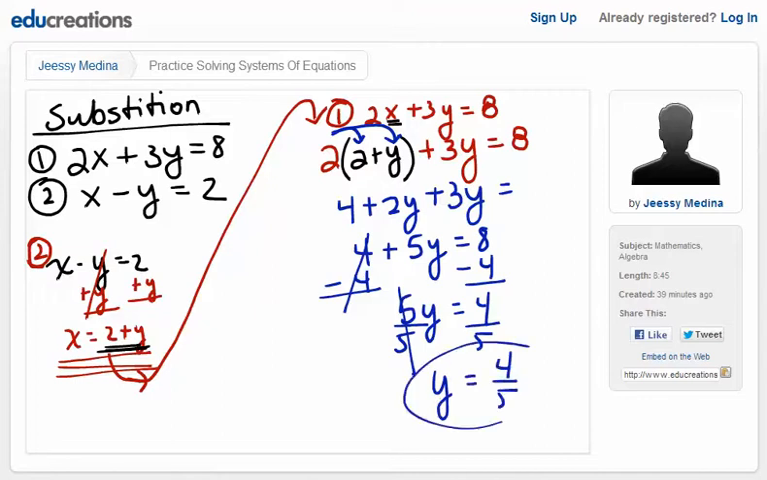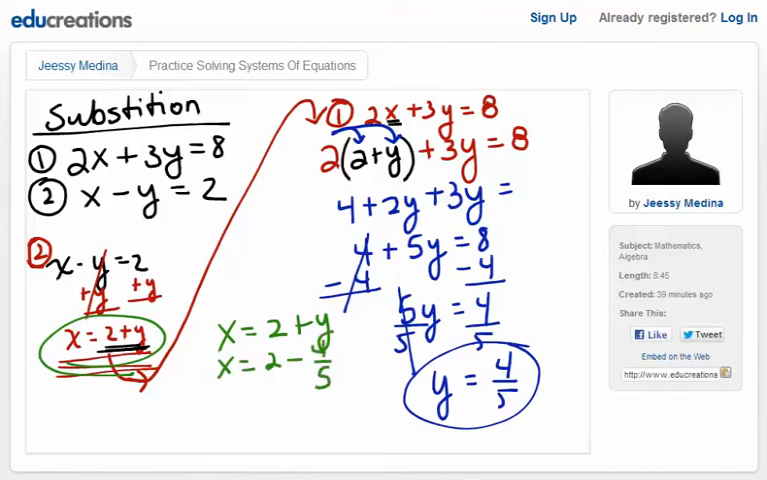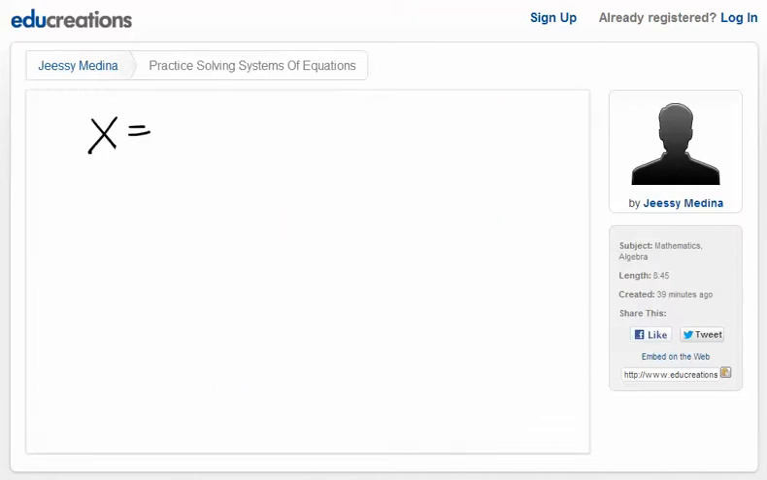Okay? That's the first one, but then we have to solve for the x. And this is where this comes in handy. You know that x is equal to 2 plus y. So x is equal to 2 plus, what is y? 4/5. And so this is a fraction and this is a number, so you have to put that into a common denominator. So we said x is equal to 2 plus 4/5. And in order to get this to be a 5, we have to multiply top and bottom by 5, right?